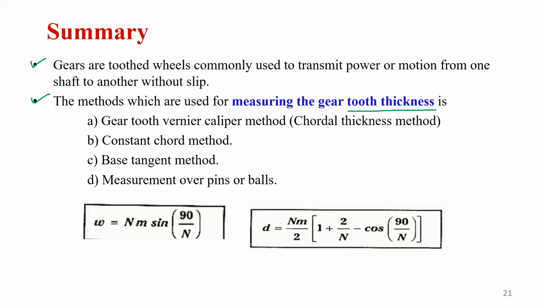The methods used for measuring the gear tooth thickness are the gear tooth vernier caliper method, constant chord method, and chordal thickness method. We also have the base tangent method and measurement over pins or rollers. Using the chordal thickness method, we derived the expression for the chordal tooth thickness W equal to Nm into sin 90 by N, and chordal addendum or chordal depth is Nm by 2 into 1 plus 2 by N minus cos 90 by N.